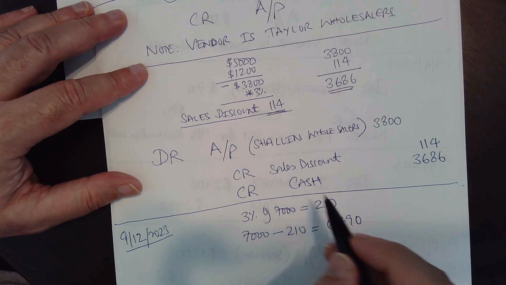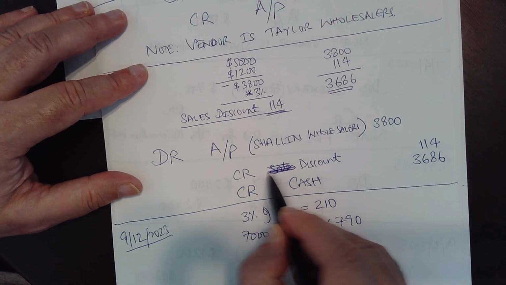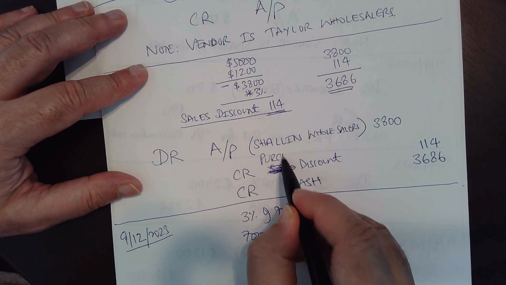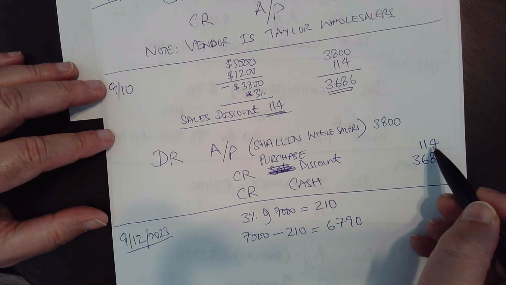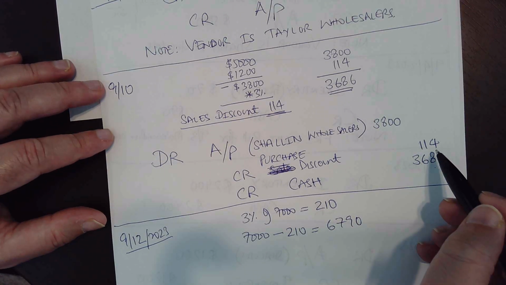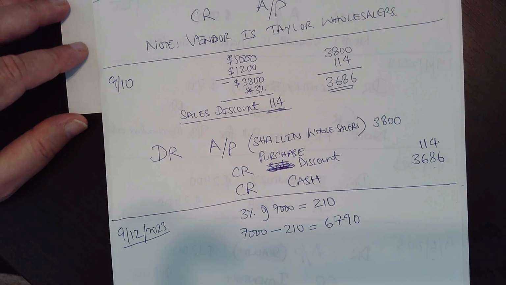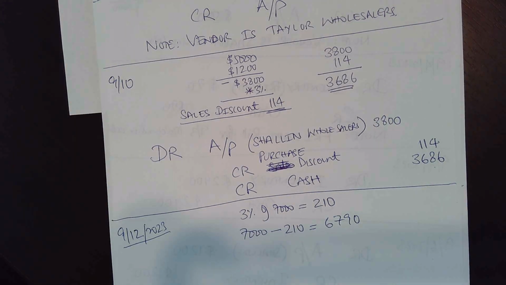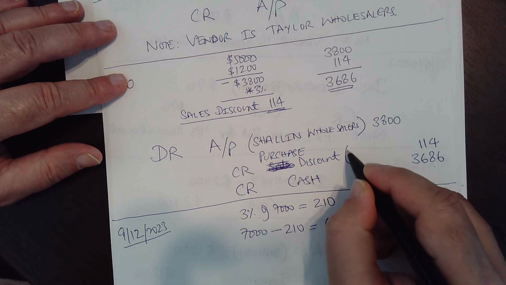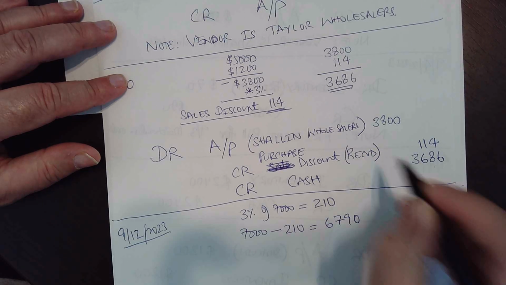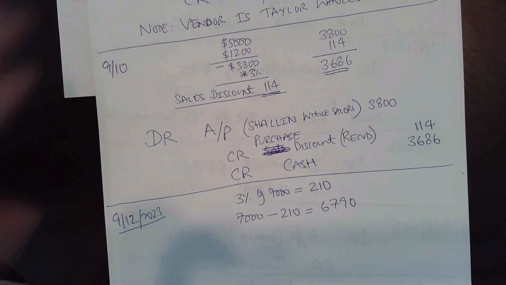I am sorry, I have to go back on this one. This one was a purchase discount, not the sales discount. My apologies. I just realized it was a purchase discount, not the $114. You are paying less because they gave you a purchase discount. Sales discount will be provided to customers, and purchase discounts are received from vendors. Purchase discounts are received, sales discounts are given. All right, so my apologies for that mistake.